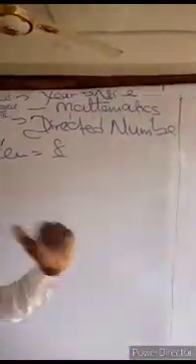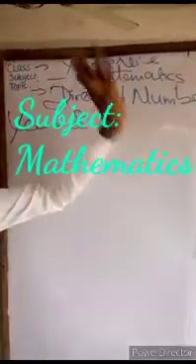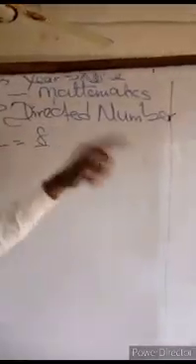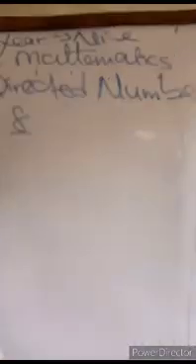We're going to have a subject which is known as mathematics. Then we're going to look at the topic number line. I repeat again, we call it number line or directed number. Now under directed number, we have signs.